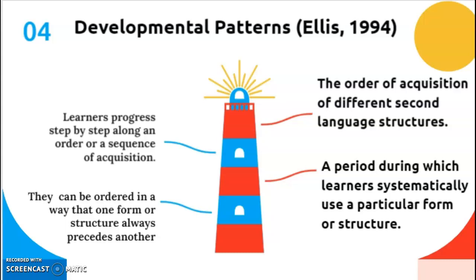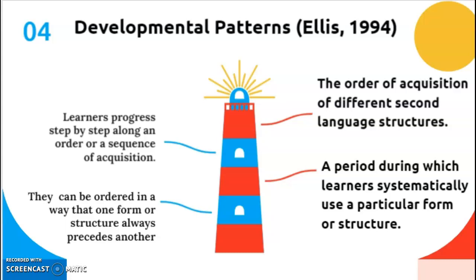Theoretically speaking, we have the developmental pattern by Ellis in 1994. He states that the existence of developmental patterns can be determined by studying the order of acquisition of different second language structures, or by following the sequence of stages through which a learner passes on his or her way of mastering the second language.